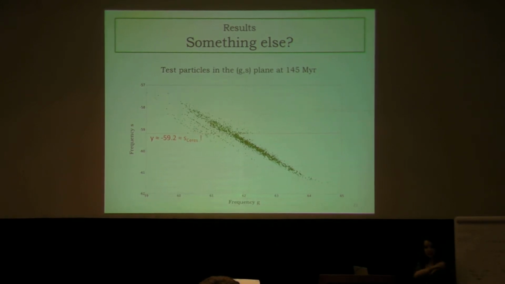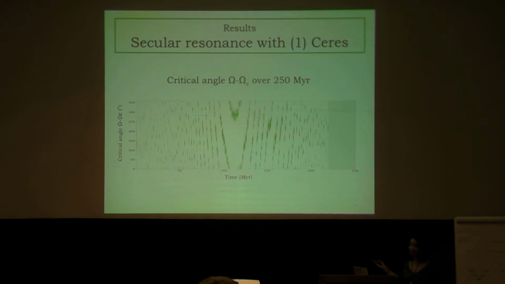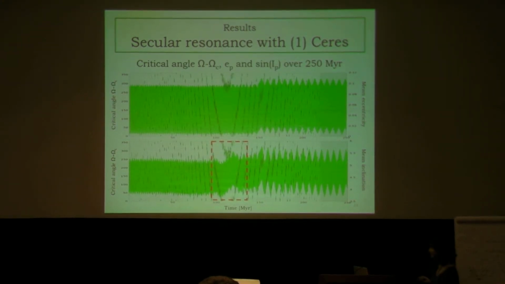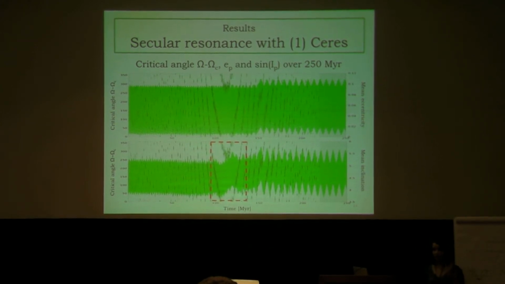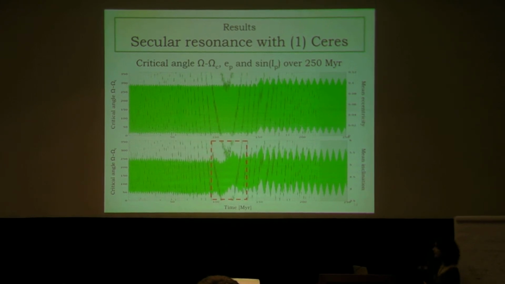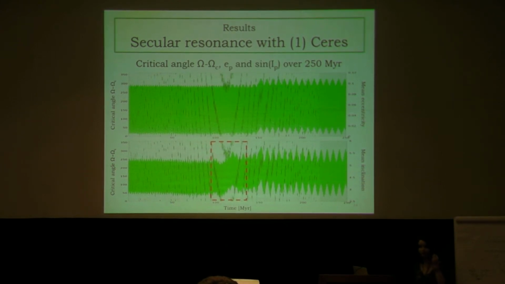So let's take the particle that we chose before and plot this time the evolution of the critical angle for this s minus s Cirrus secular resonance. And what happened? A clear libration of this angle. And moreover, above all, this clear libration perfectly corresponds with the jump in inclination for this particle. Meaning that here, we have the first proof of the efficiency of a secular resonance between a massive asteroid and the asteroids of a family.